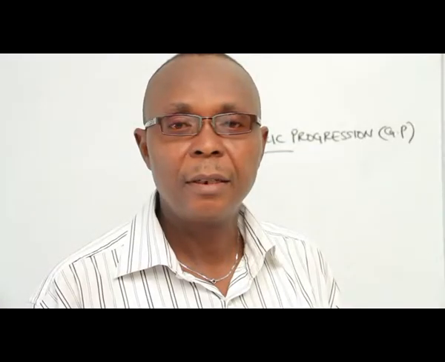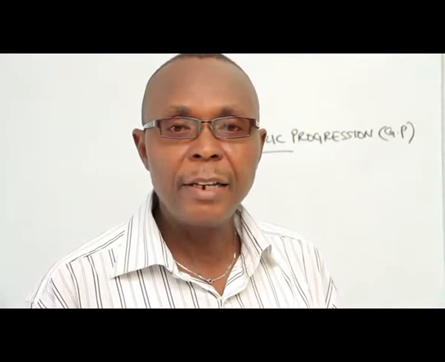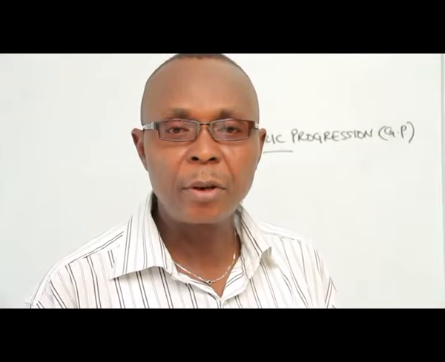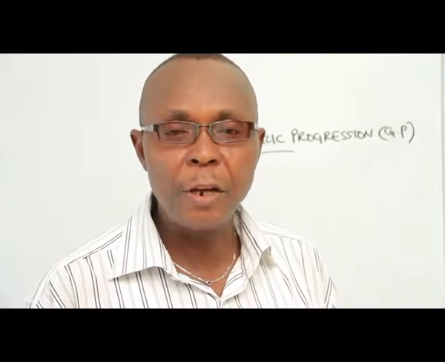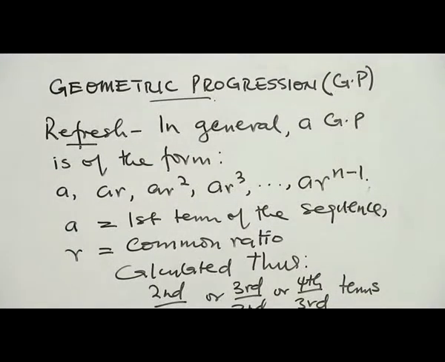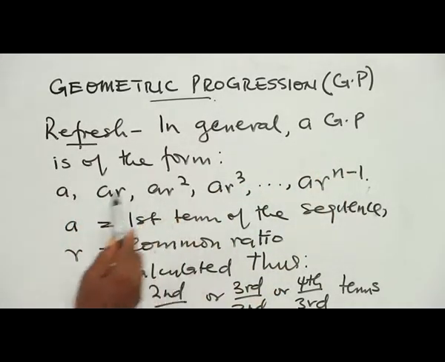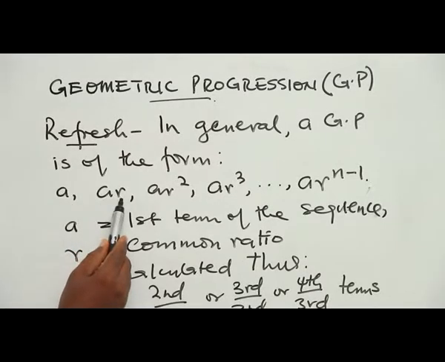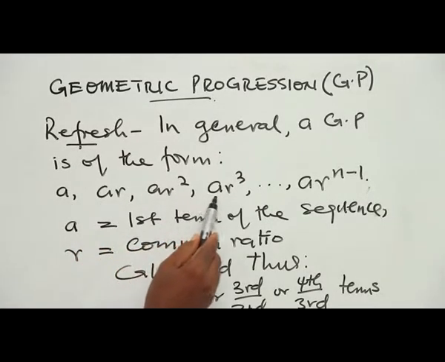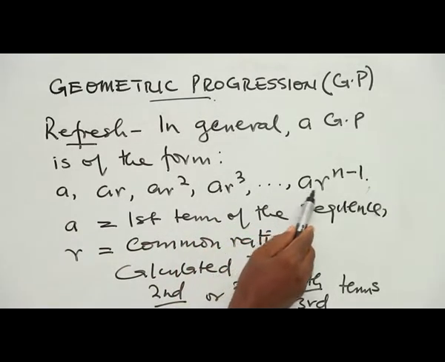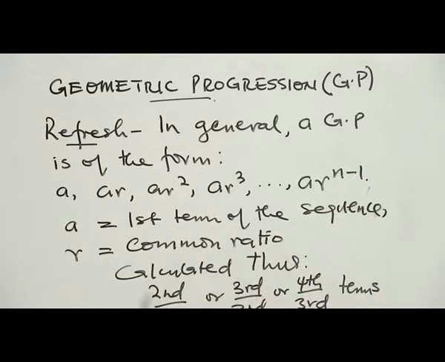Today we are looking at another type of progression, and this is geometric progression, popularly called GP. We shall refresh our memory on some key facts of geometric progression. In general, a geometric progression is of the form a, ar, ar squared, ar cubed, and then ellipsis, ar raised to power n minus 1.